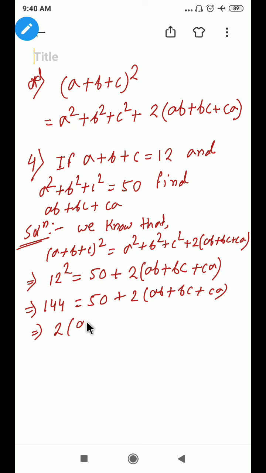Now keep 2 into ab plus bc plus ca on one side, and if this 50 goes to the other side, there will be subtraction. So 144 minus 50, it will be, there is 4 and there is 9.